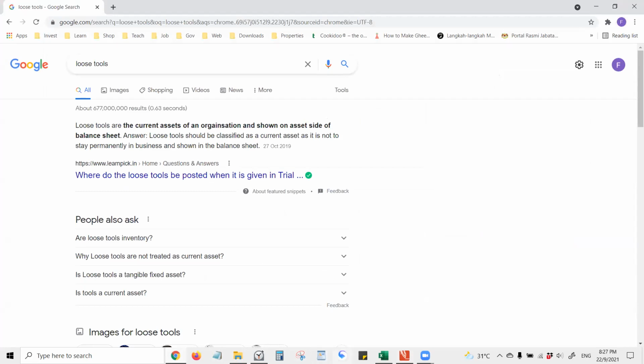You must not try to search anything online about accounting facts. You look at the first sentence. Loose tools are the current assets of an organization. First line already wrong. You see, organization is also written wrongly. So honestly, don't try to search anything online about accounting facts. Most of them are wrong. Try to look at the facts from official textbooks. They are more reliable. Those tools are not current assets. Those tools are NCA. You see, first line is already wrong.